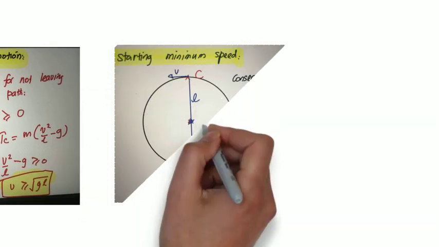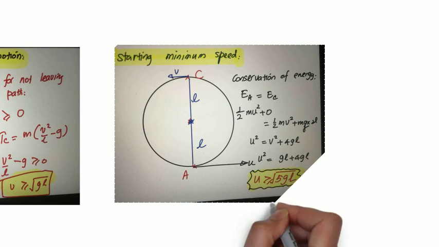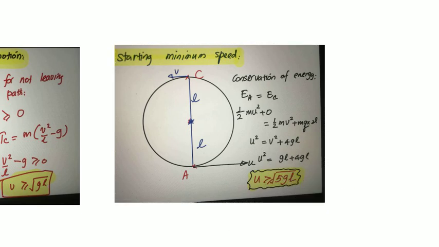Now in IB, sometimes they don't talk about the top point, they talk about the bottom point. That's not a big issue. You write the conservation of energy equation for top and bottom, and the height difference is not L, it's 2L. From there, and with the minimum speed at the top, square root of gL, when you put all these things together, have a look. Speed at the bottom should be at least square root of 5gL. Otherwise, it won't go in a vertical circular motion.